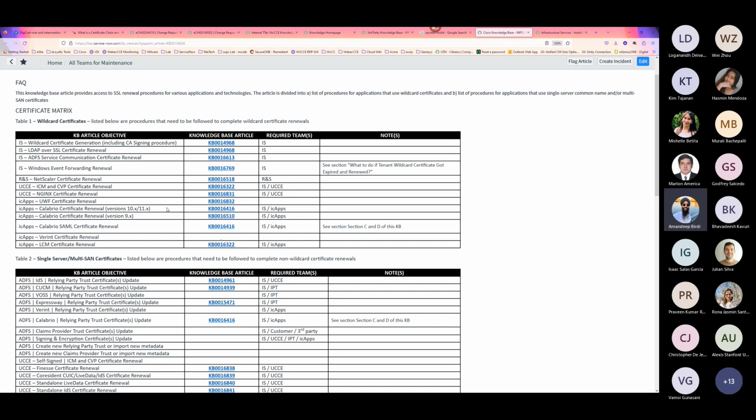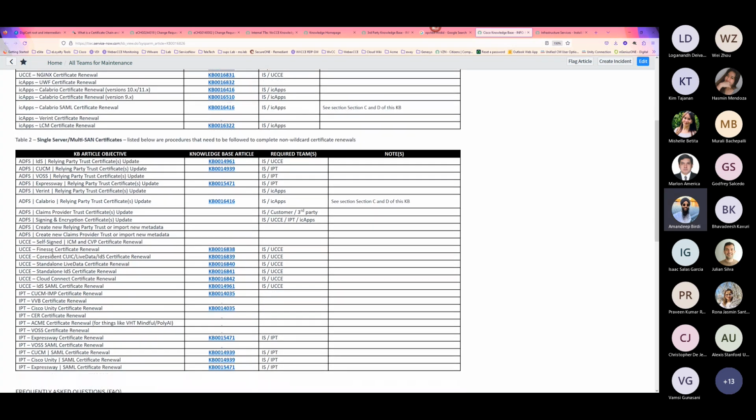Sometimes you use changes from the previous year, but the plan or the procedure may have changed. So look at the KB, use the KB instead, right? I've redone a lot of the UCCE cert KBs. All these are brand new. I wrote them from scratch using steps that you are using in your changes. I took the steps from there, created a KB and a whole process around it, right?